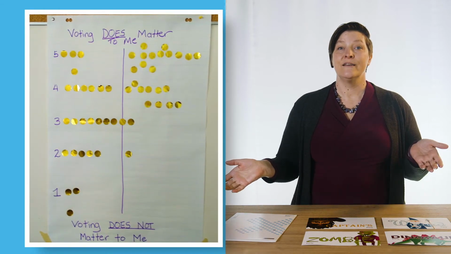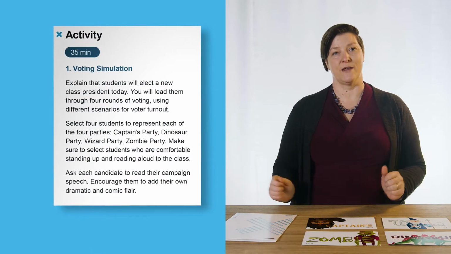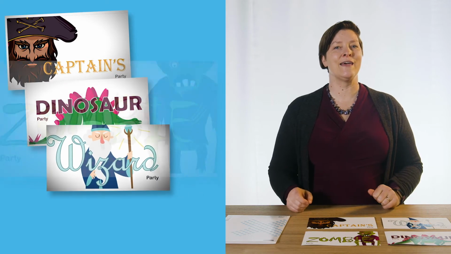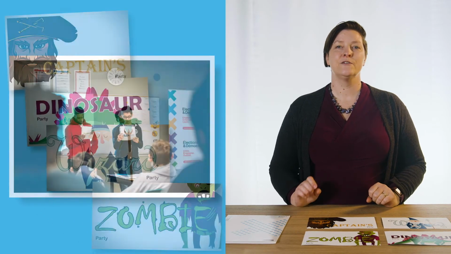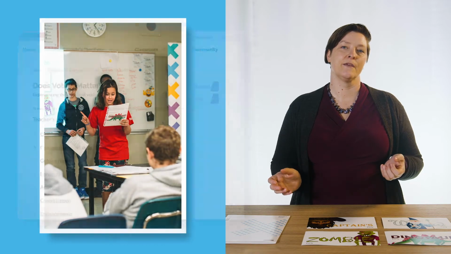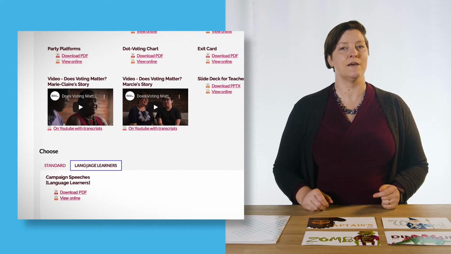With the minds-on done, you can now move into the activity phase of the lesson. This takes about 35 minutes. Explain that students will elect a new class president today and that there will be 4 rounds of voting. Choose 4 students to represent each of the 4 parties: the Captain's Party, Dinosaur Party, Wizard Party, and Zombie Party. Choose students who are comfortable reading out loud to the class. You can plan time to have them prepare reading their speech beforehand if you like. There are even language learner versions of the speeches on our website that you can download if you need them.